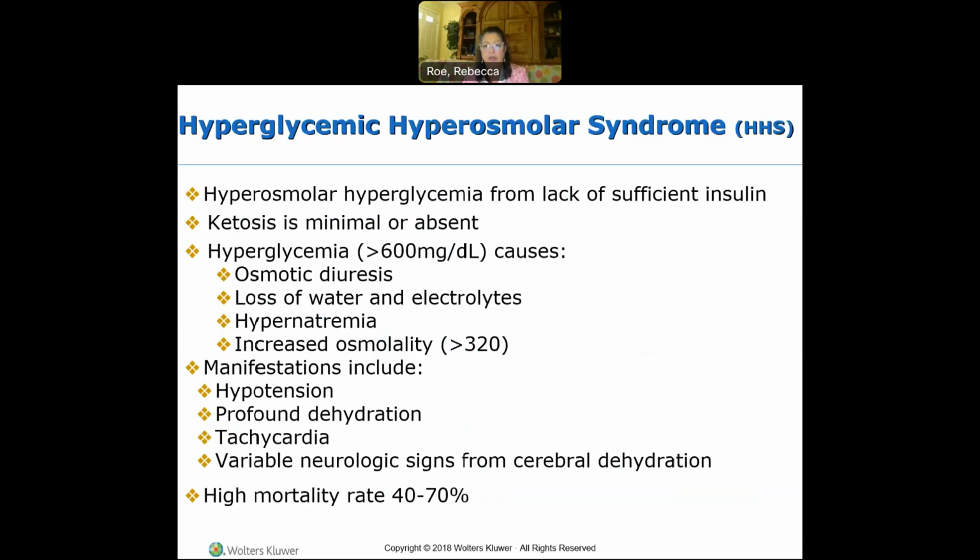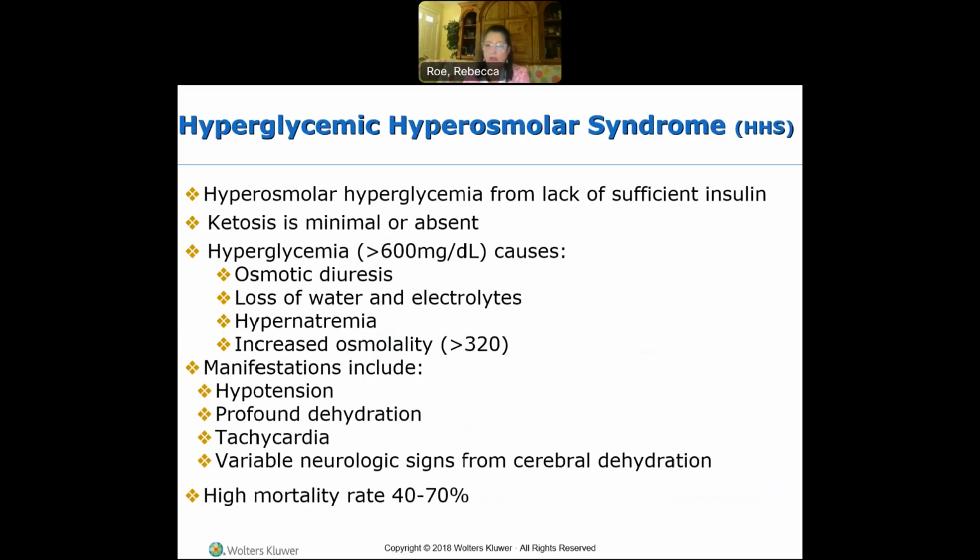polydipsia. They've been able to drink, they've been able to pee, they've been able to tolerate that okay, but because they can tolerate that urinary frequency and thirst, they usually wait too late to seek medical attention until they've gotten symptoms that are in the CNS range. They are starting to act funny. Their friend or family member has to intervene and get the patient to seek medical attention.